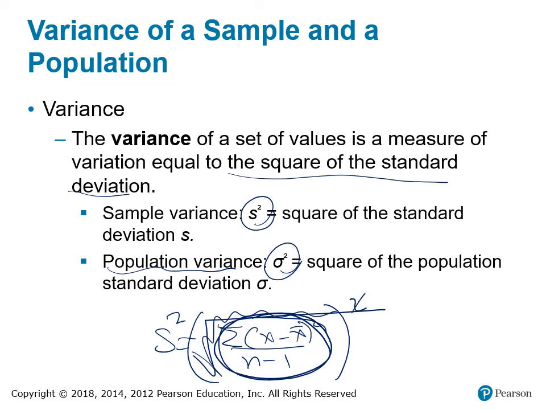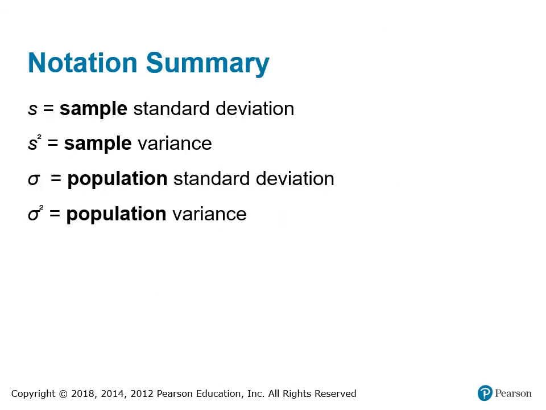But it's just the number you would get before you hit the square root key when you're calculating the standard deviation. So technically, you can easily find the variance while you're calculating the standard deviation. We're just not going to study the variance very much this semester. So again, here are your symbols: sample standard deviation, sample variance, population standard deviation, population variance.